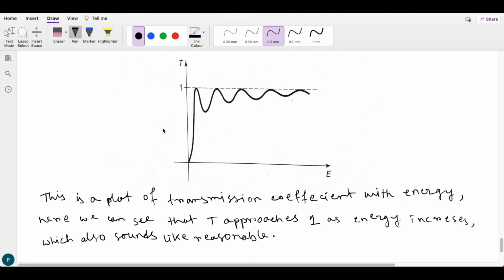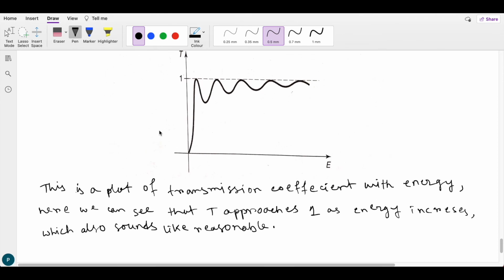This is a curve of transmission coefficient with respect to energy. From here we can see that T approaches 1 as the energy increases, which also sounds reasonable, because if we increase the energy, the probability for transmission through the barrier increases.